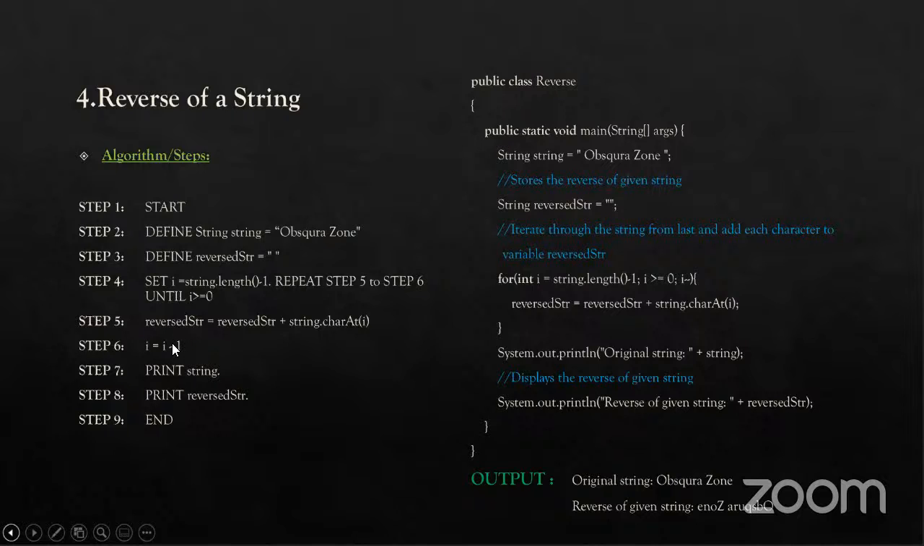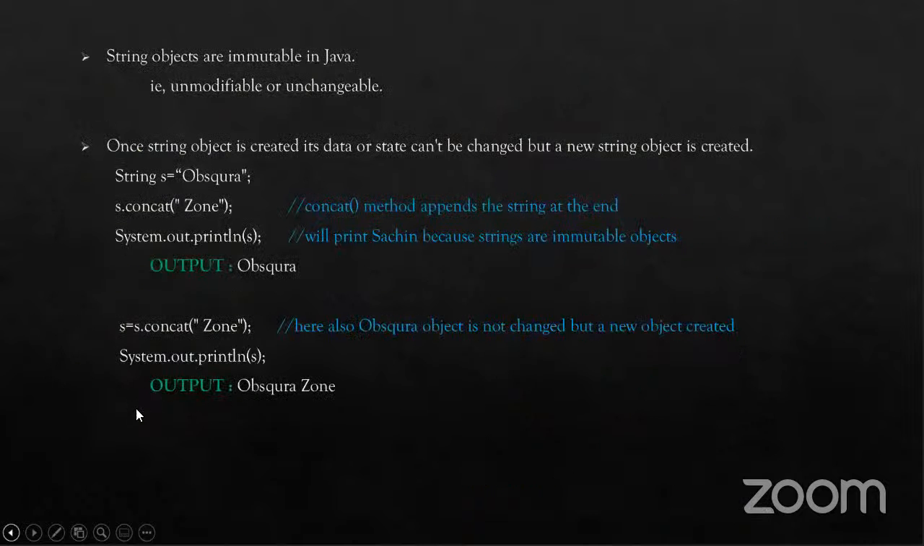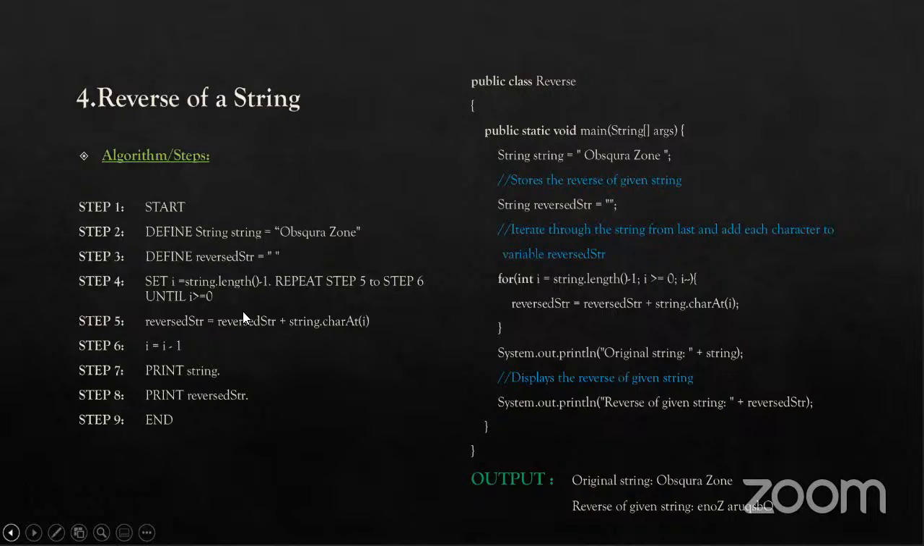And we are decrementing our for loop, so we are decrementing i. See, here we are not starting with i equal to 0. We are starting with i equal to string dot length minus 1, and from that we decrement the count. So firstly we start with the last character and store each character in the reversedStr variable.